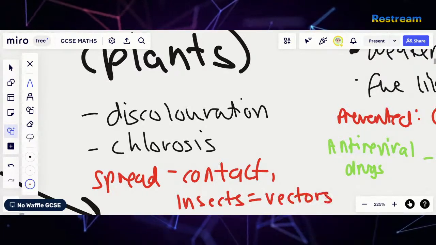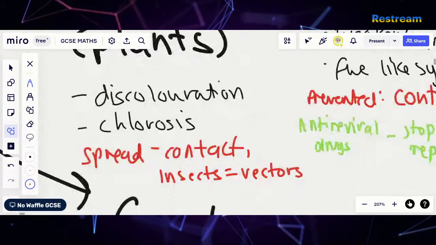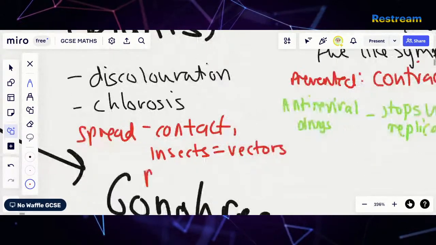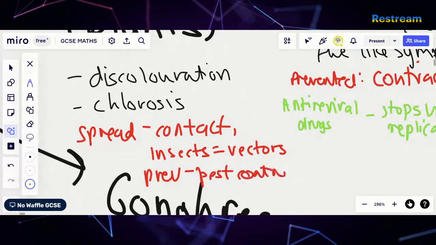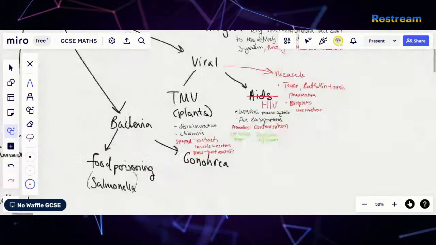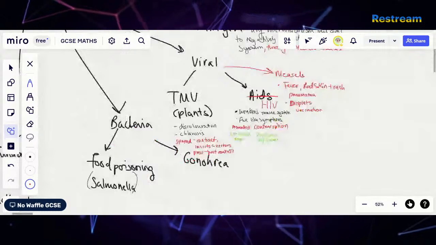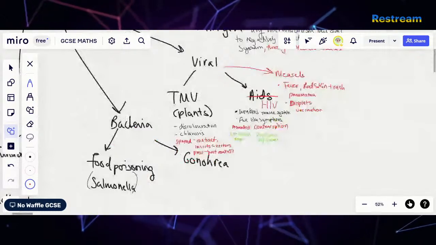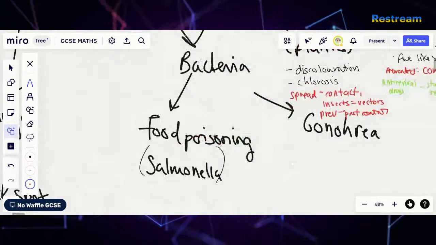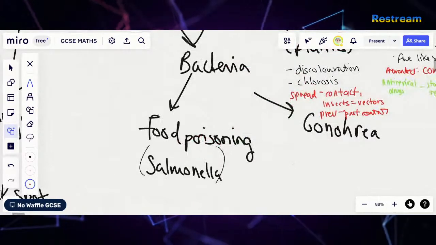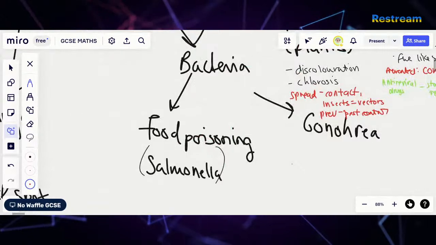It's being prevented via good hygiene and pest control. Okay, so that's the viruses done. Now we're moving on to the bacteria and bacterial diseases. So we have salmonella and gonorrhea, which are the two ones here.